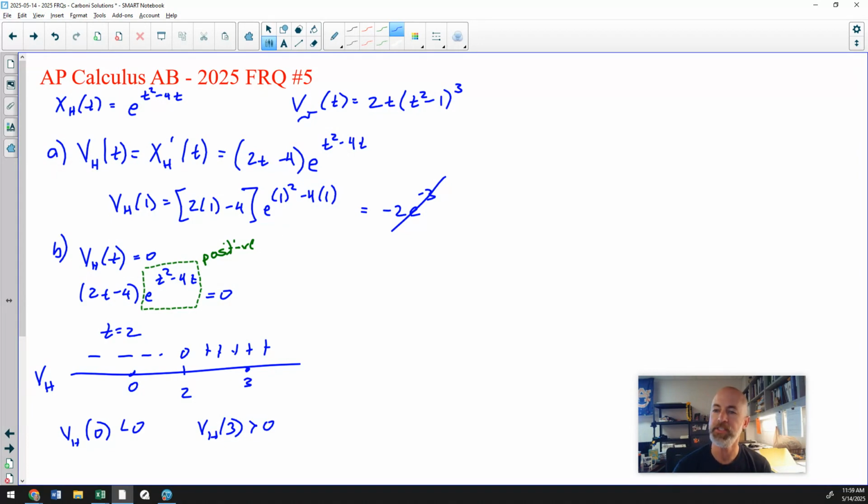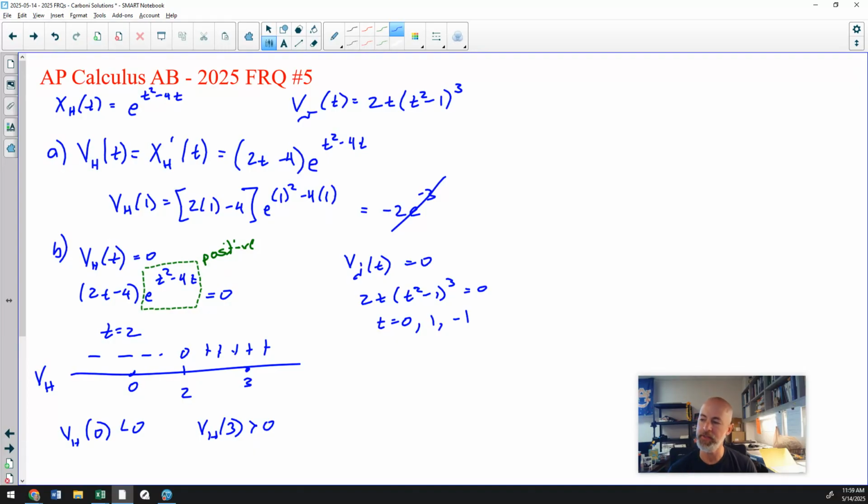I now need to do the same analysis for particle J, and we want them moving in opposite directions. That means their velocities need to have opposite signs. So number B, this isn't C. I need the velocity of particle J to equal 0. That's going to be when 2t times t squared minus 1 cubed is equal to 0. That's going to happen at t equals 0, 1, and negative 1.